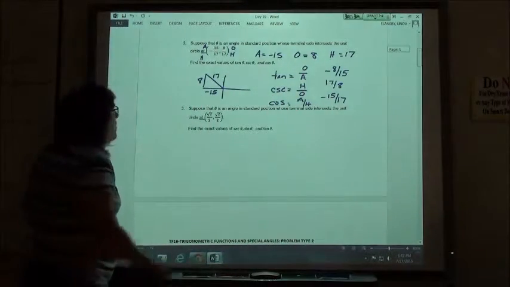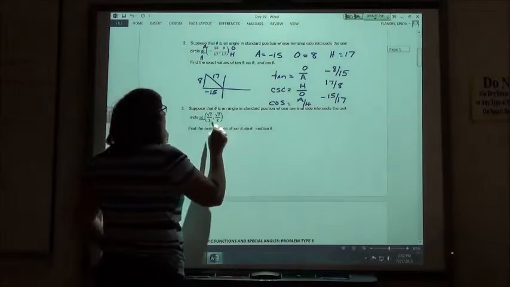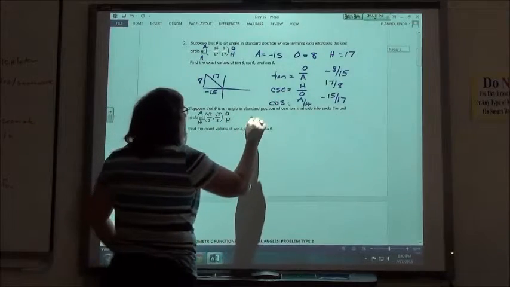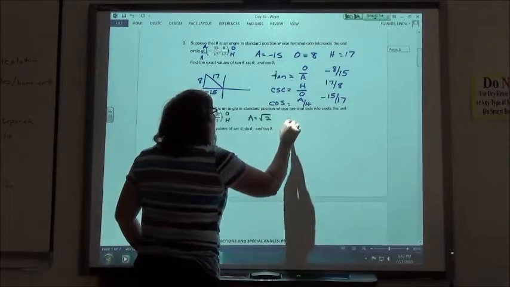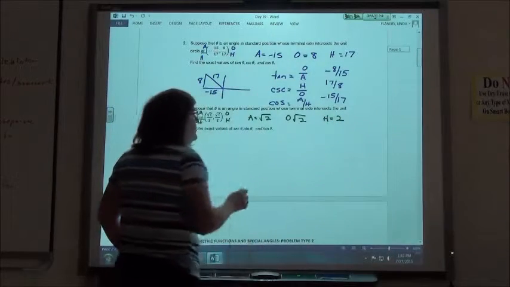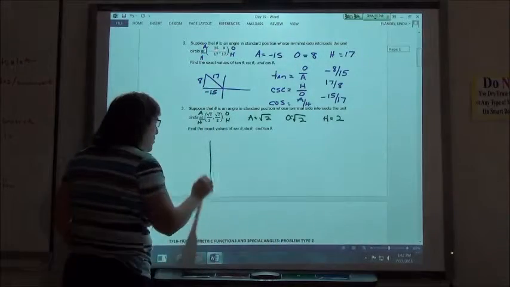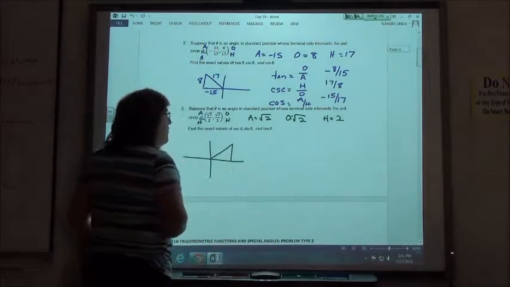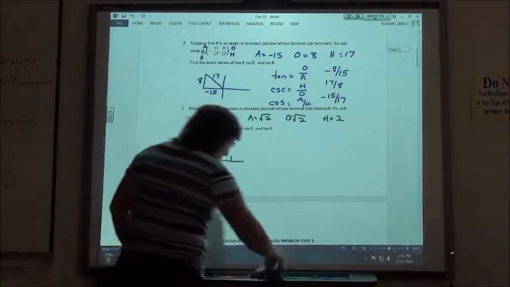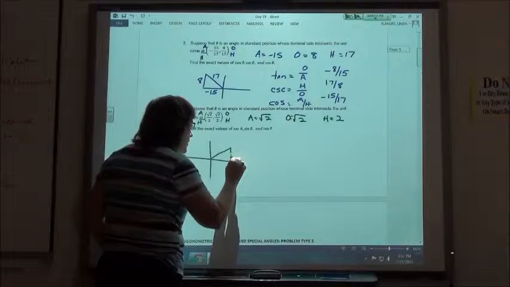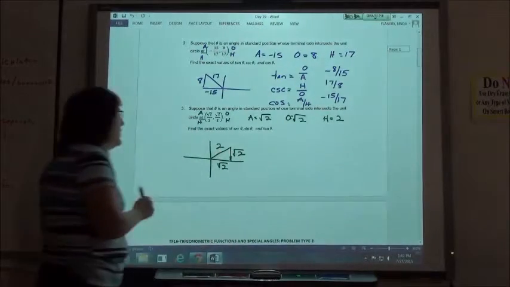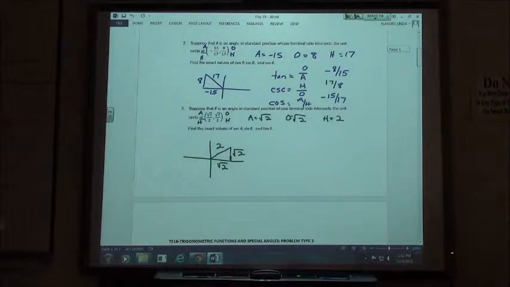And the third one here, we would have my adjacent over my hypotenuse and my opposite over my hypotenuse. So my adjacent is square root of 2, my opposite is square root of 2, and my hypotenuse is 2. So, since those are both positive, we are going to have square root of 2, square root of 2, square root of 2, and 2. So both my adjacent and my opposites are square root of 2.